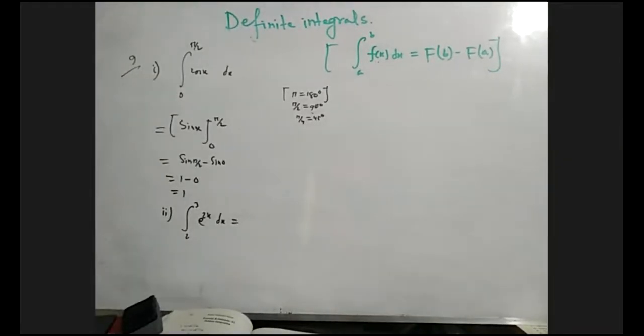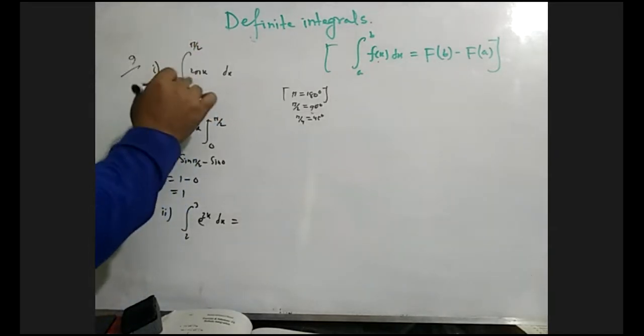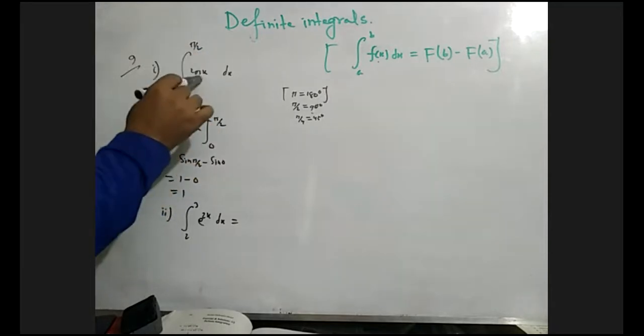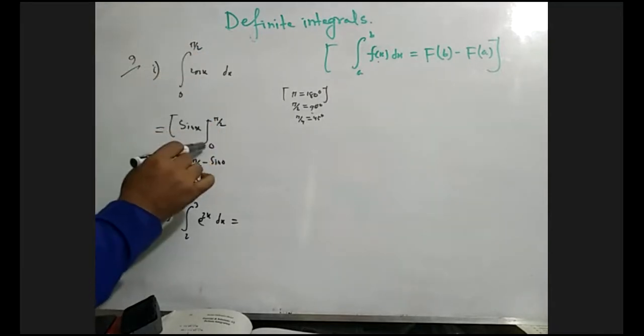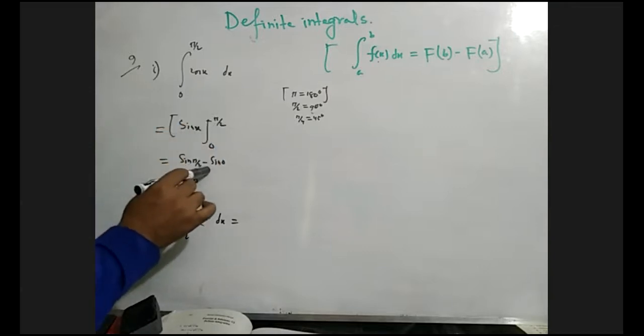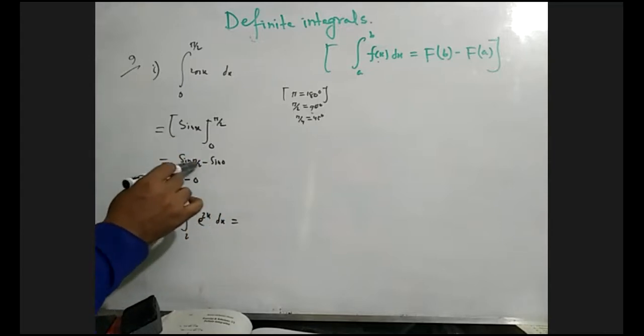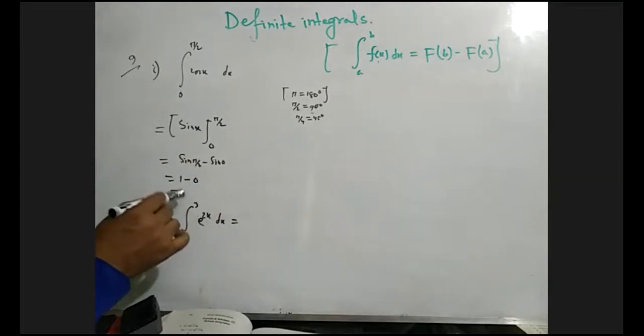Now another example 9, part 1, cos x integration, definite integral from 0 to pi by 2 of cos x dx. What will be the integration of cos x? Sin x. Thus putting upper limit and lower limit within third bracket, putting the upper limit x equals to pi by 2, minus putting x equals to 0 as lower limit. So sin pi by 2 means what? Sin 90 degree equals to 1.